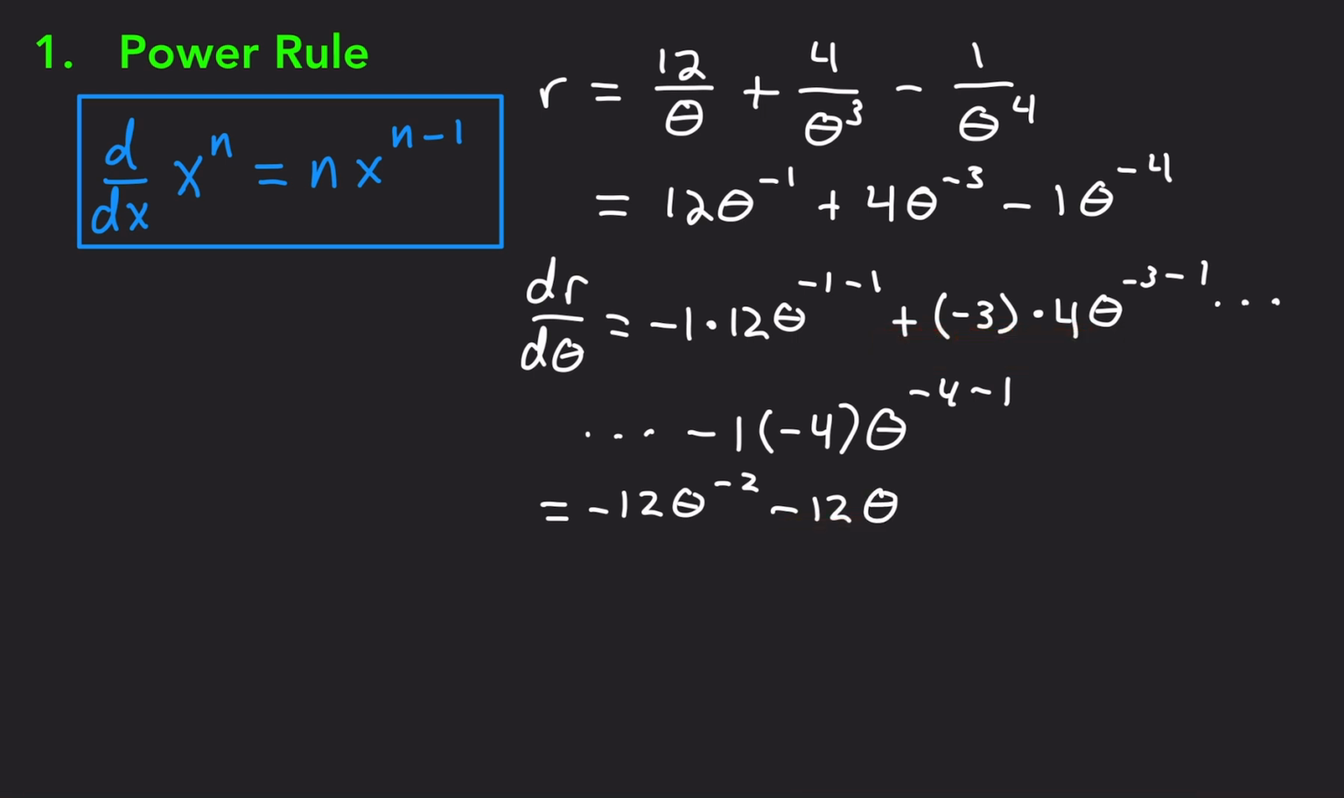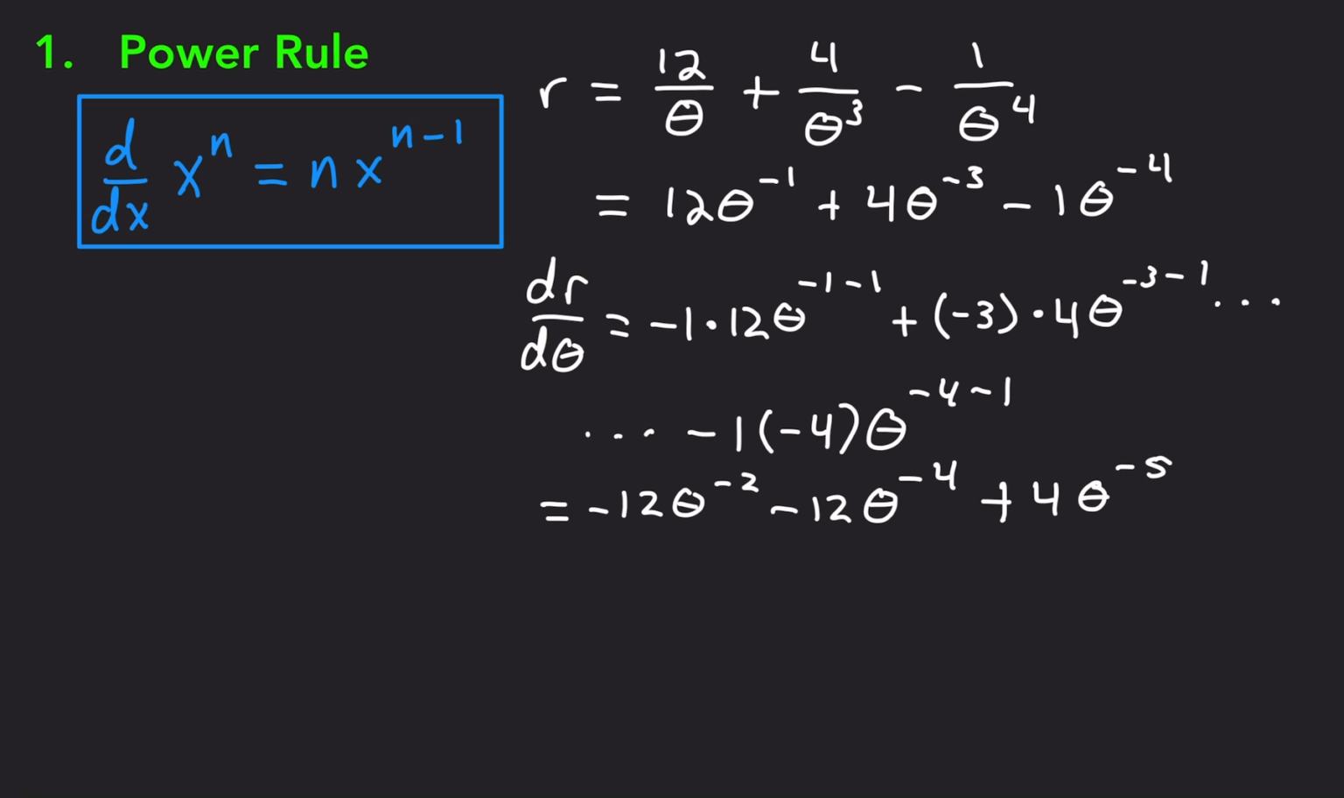And that's multiplied by theta to the negative 4. Negative 3 minus 1 is 4. And then our last term is going to be plus 4 times theta to the negative 5. We're subtracting a negative. Same thing as adding a positive. So that's it for this example.